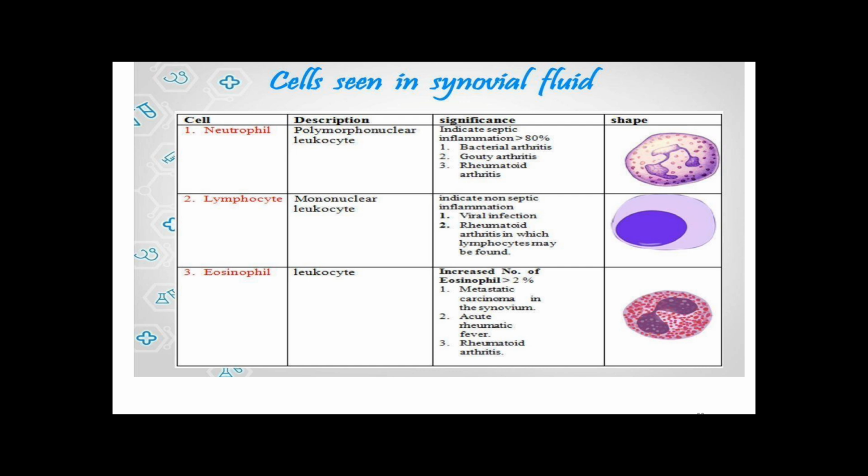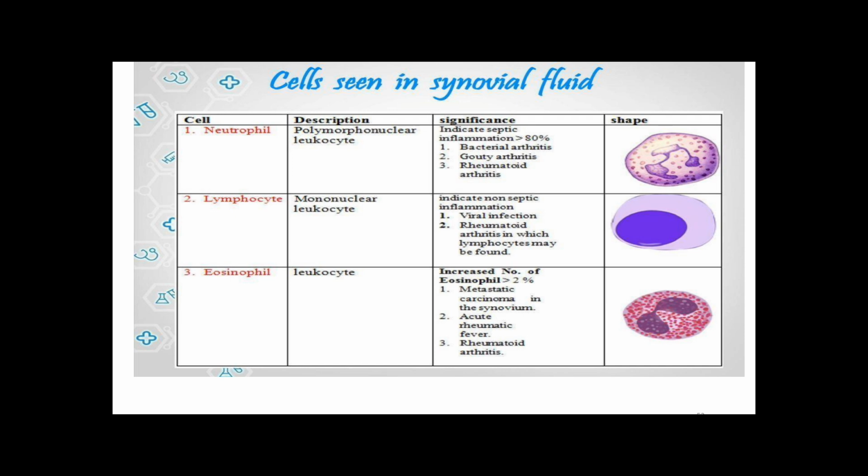The next cell is lymphocytes. These are mononuclear leukocytes. This indicates non-septic inflammation, so this is not a bacterial infection. This is due to a viral infection or rheumatoid arthritis, in which lymphocytes may be seen. Right, the next one is eosinophil.